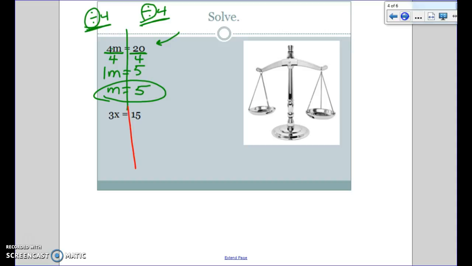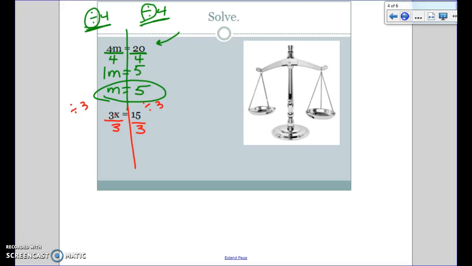Again, let's take a look at another problem. It's a one-stepper. I have 3 multiplied by x, and so the inverse of multiplication is division. I will divide both sides by 3. Think of it this way if you would like, but I would like you to write it like a fraction bar.